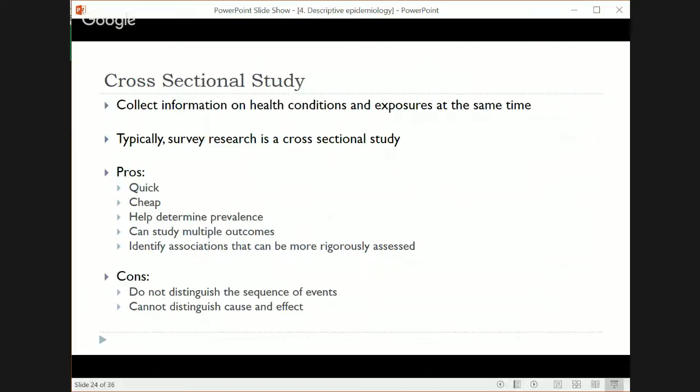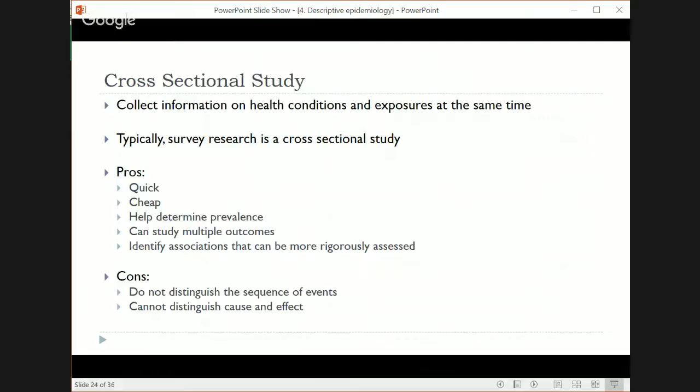Do students have skin cancer? Do students have asthma? Do they have any STDs? And you can start to identify associations that can be more rigorously assessed. So are students drinking? And is that associated with the number of STDs they report? Are students really stressed? And is that associated with the depressive behaviors they're reporting?